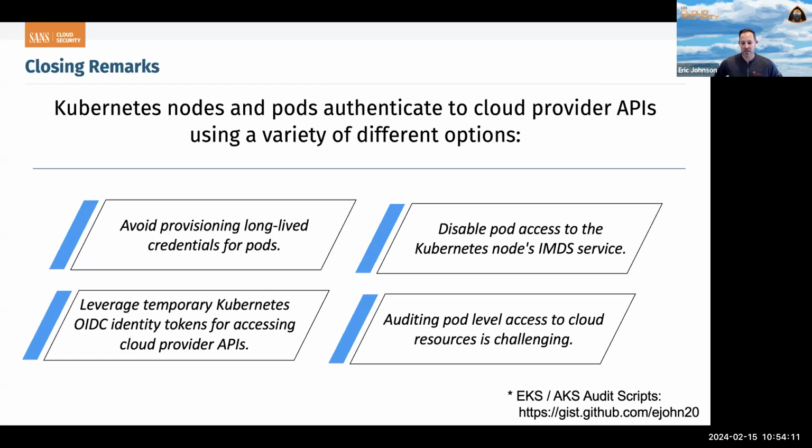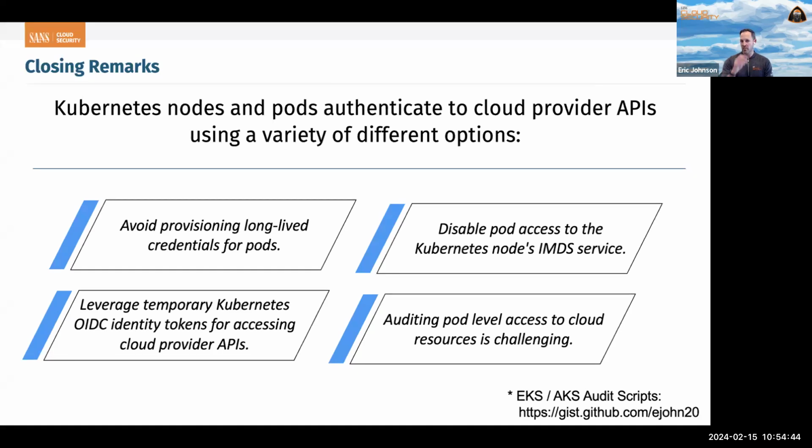And another best practice there is to eliminate the permissions inherited by the node's role or service account that we've attached to it. We should be disabling pod access to the instance metadata service in general. And that's going to allow you to force all of the pods to get their identity through either workload identity federation or something like pod identity. So as I built this thing out, I created a couple of scripts that can help you audit these things.